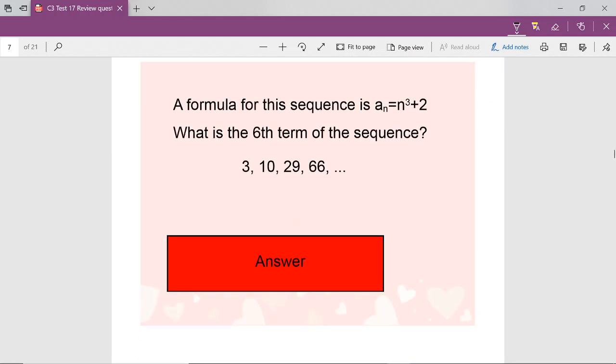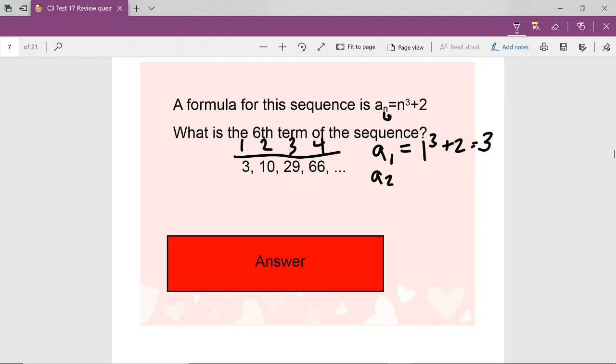Okay, formula for the sequence is a sub n equals n cubed plus 2. What's the sixth term of the sequence? Well, it gives us a bunch of different first terms. This is the first one, second one, third one, fourth one. Remember that n is the position, so 1, 2, 3, or 4. So if I just check to make sure the sequence works, a sub 1 should give me 3. So I plug it in and I say 1 cubed plus 2 is, yes, 3.